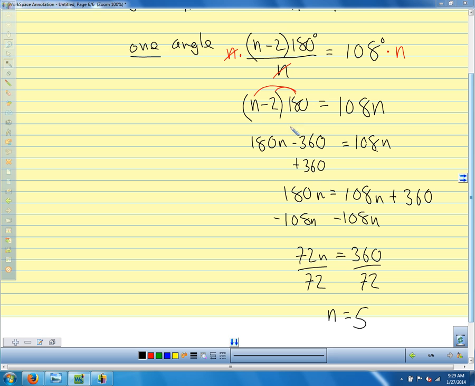So we knew what one angle was, so we set our formula for one angle equal to that angle that we had. And we had to go through this process to solve for n. So this kind of problem, a little tricky, but it's not too bad. So this would be a five-sided polygon, or a pentagon. All right, questions there? All right, we need to talk about exterior angles next.